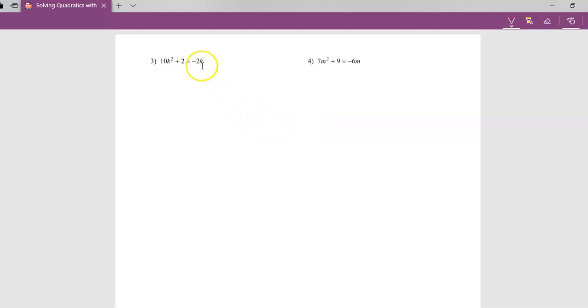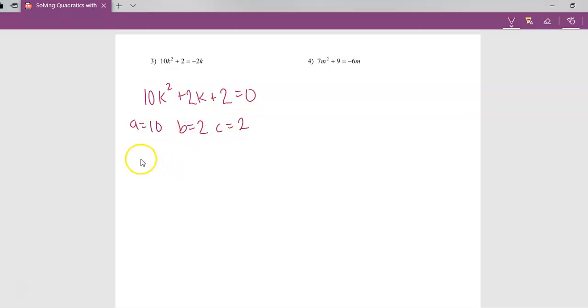All right, number 3, in order to get this in standard form, we're going to have to move this negative 2k over and make it a positive 2k. Remember, it comes second in order here to make it standard form. So there's my equation in standard form. A is 10, B is equal to 2, and C is 2.